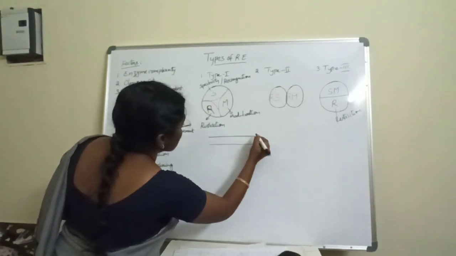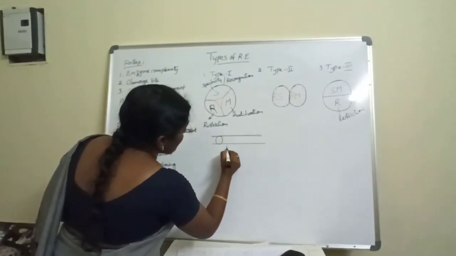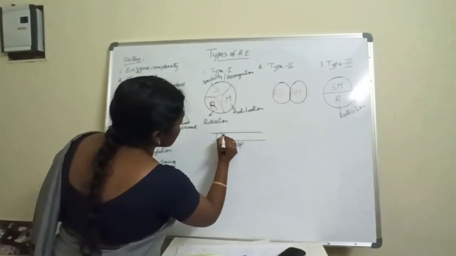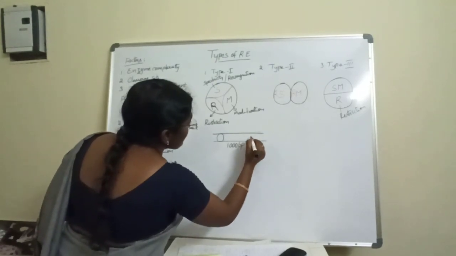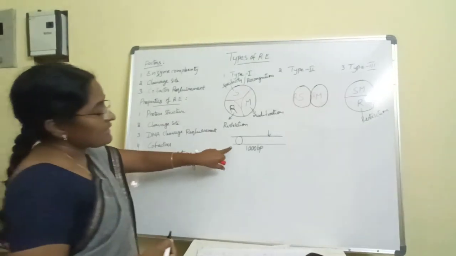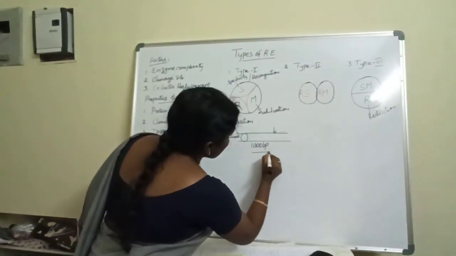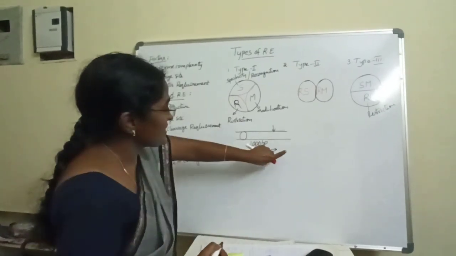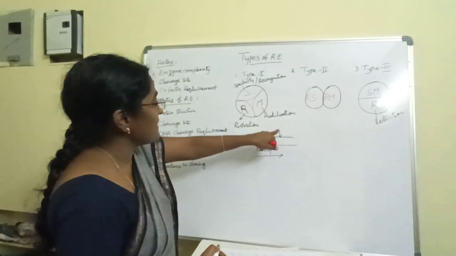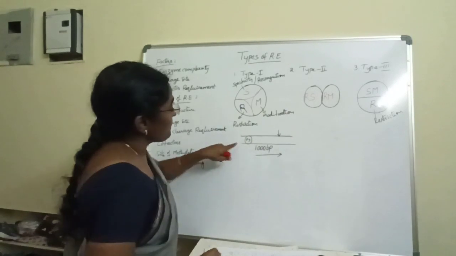Type 1 enzymes cut the DNA 1000 base pairs away from the restriction site, and cut in this direction only. This is the restriction site.